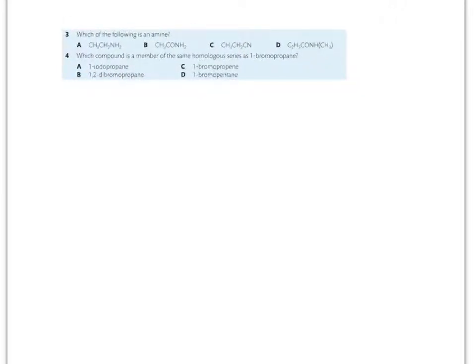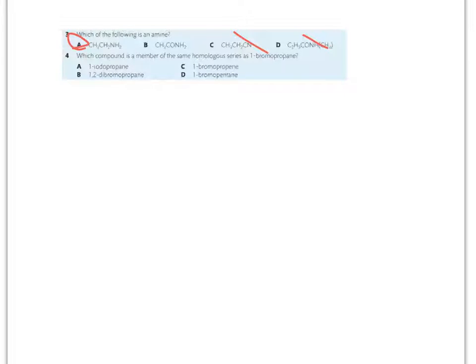Number 3 and 4, which of the following is an amine? And what you have to realize is amine means there's nitrogen involved, whether it's amino or amide or amine. And amine specifically means it's an NH2 group and only an NH2 group. So C and D don't have an NH2. A and B both look like they could be, but because there's an oxygen here, B is actually going to be an amide. So just A is considered an amine.